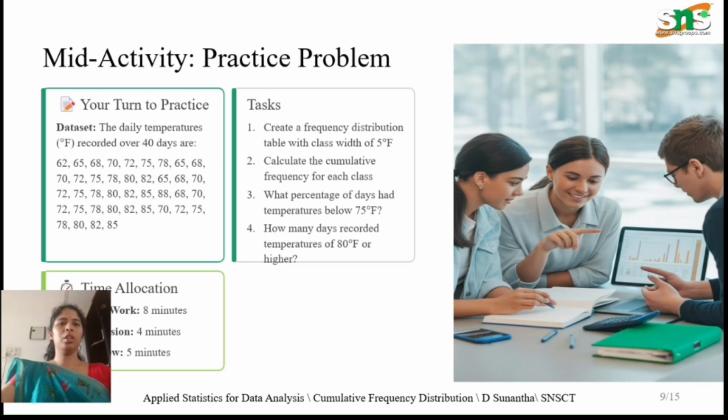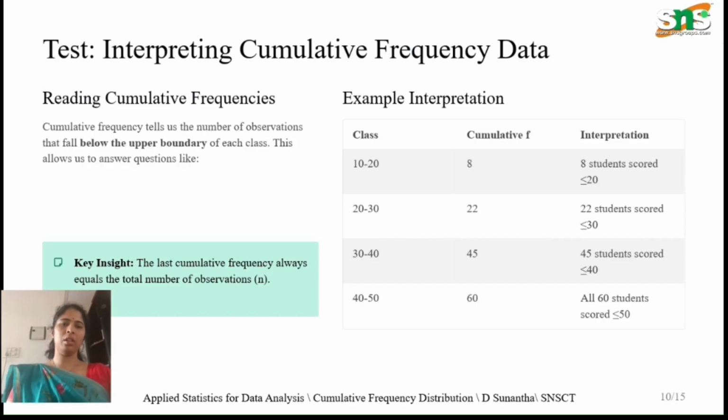Here is the testing part, in which cumulative frequency tells us the number of observations that fall below the upper boundary of each class. This allows us to answer questions like the placement officer's question we saw in the starting: how many scored below 70? From this table we can identify how many students have secured below 70 or above 80, and so on.